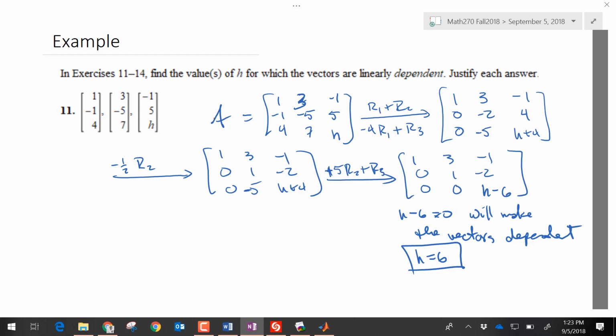Yes. If H is equal to 6, then it's dependent, correct? You can imagine the first two vectors as a couple of vectors in space. And then the third vector, when H is equal to 6, is going to be on the same plane as those other two. And when H is not equal to 6, there's an infinite number of possibilities for it to be linearly independent. Okay?